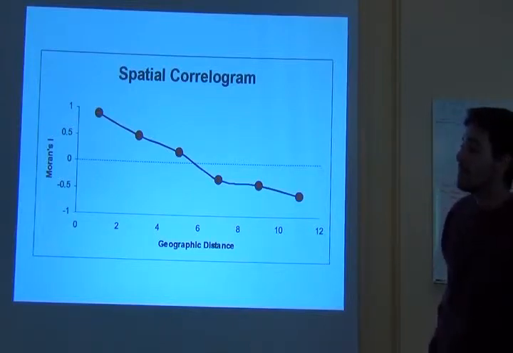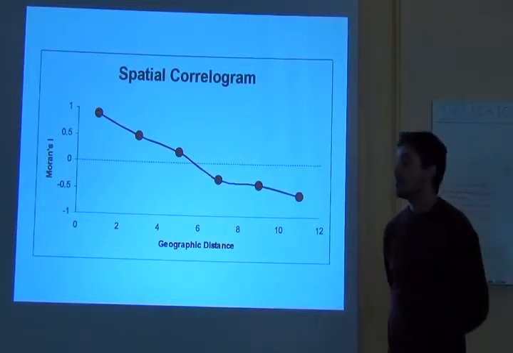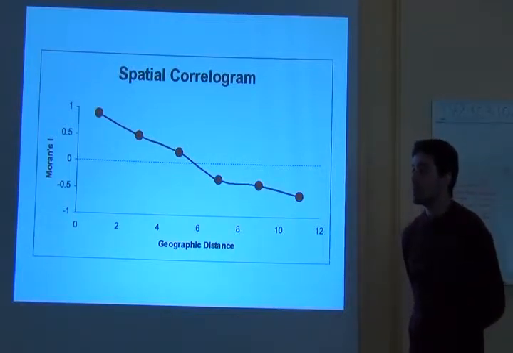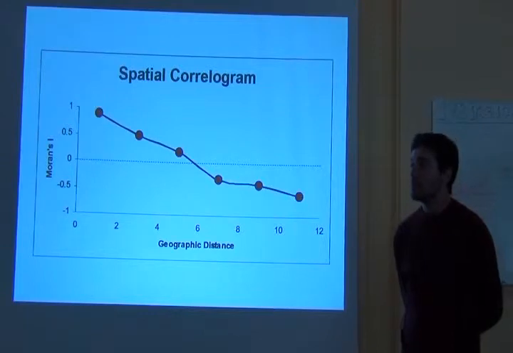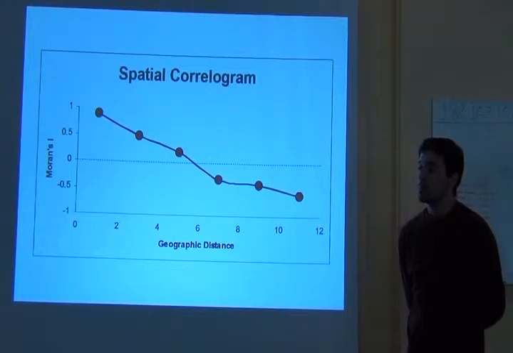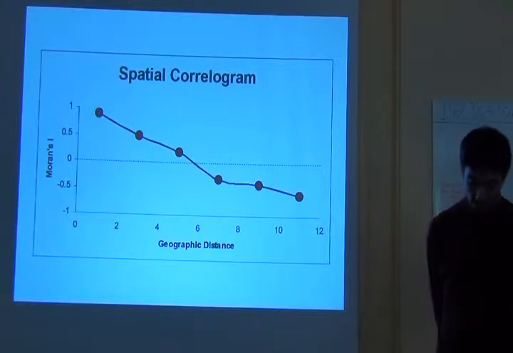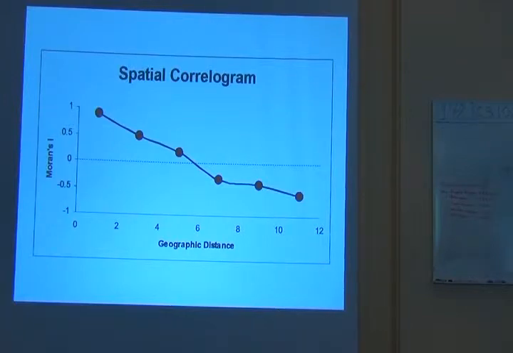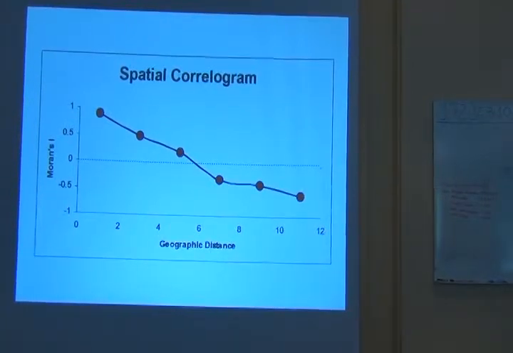So for those of the participants who took the niche modeling course, if that correlogram is summarizing values of our environmental predictors, then this gives us a very nice approach. We talked about something like this, a very nice approach to asking, when do two similar points represent independent versus dependent samples of the environmental landscape?